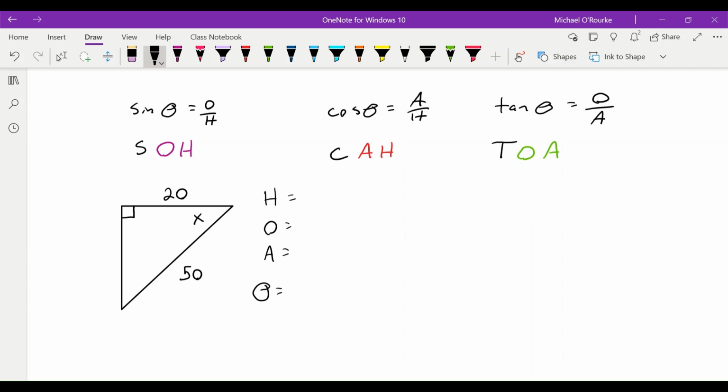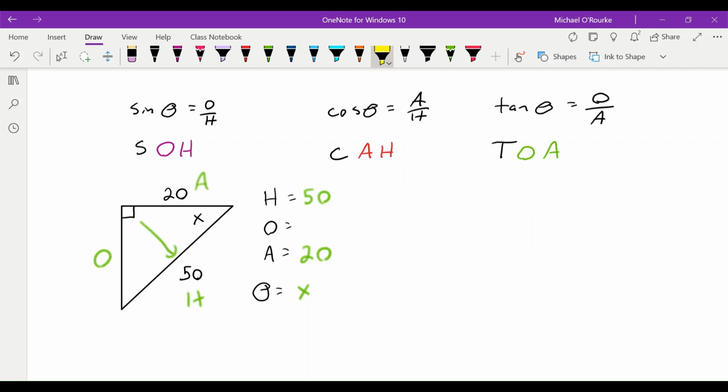So I'll start with my first part, which is going to be labeling everything. So that's my H. This is the sides. That's my A. This is my O. So my H is going to be 50. My O I don't have, so I'm not going to write anything there. This is 20. And this is going to be my X this time.